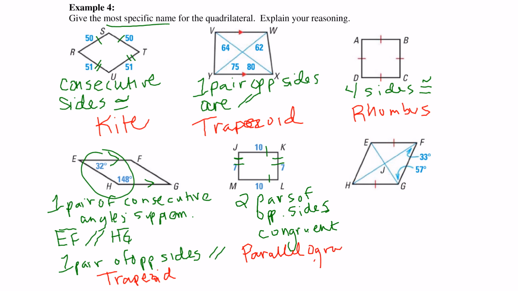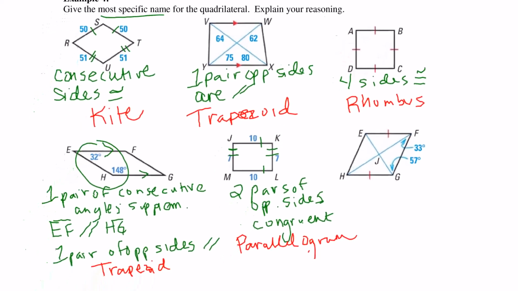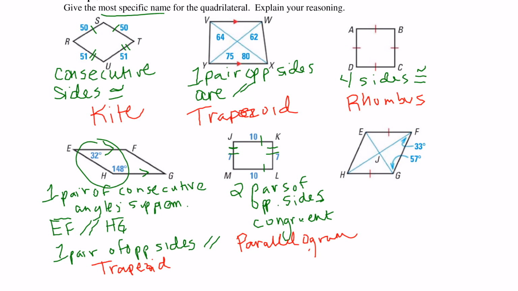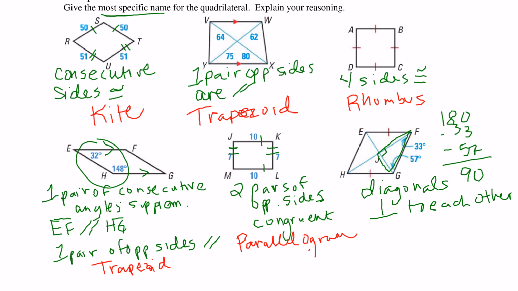Alright, this last one's a little tricky to notice, but we have a triangle right here. So if I take 180 minus 33 minus 57, I end up with 90 degrees. So our diagonals are perpendicular to each other. The furthest we can go down on the family tree is just a rhombus, and that is it.